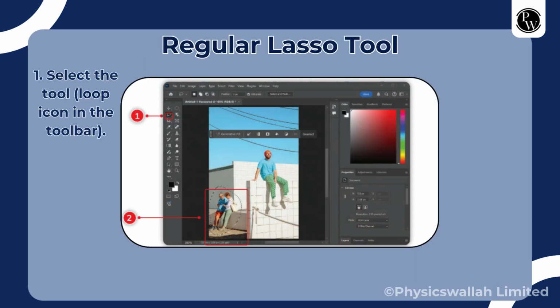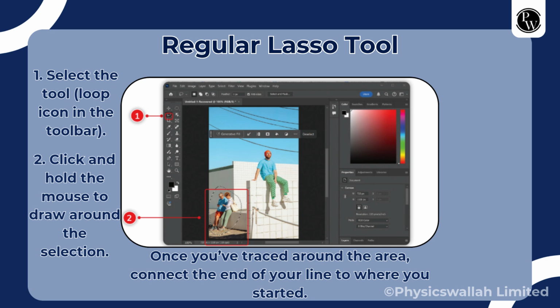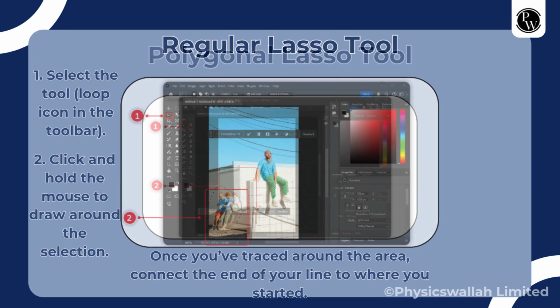Regular Lasso tool. Select the tool, loop icon in the toolbar. Click and hold the mouse to draw around the selection. Release to complete. Once you've traced around the area, connect the end of your line to where you started. The selection will be completed and the marching ants will appear.